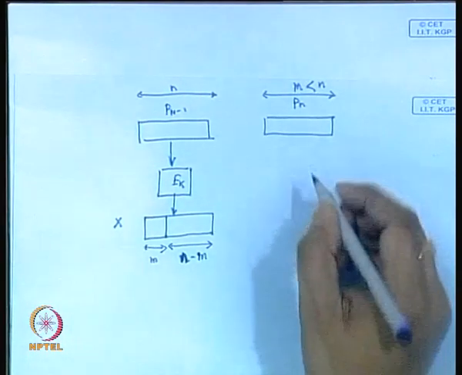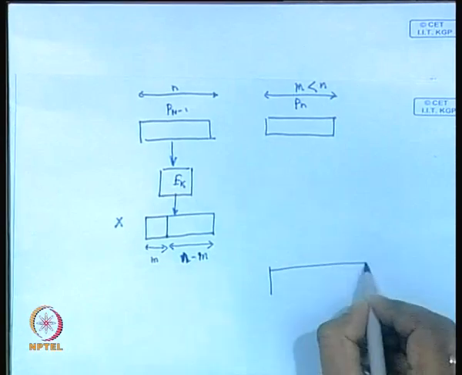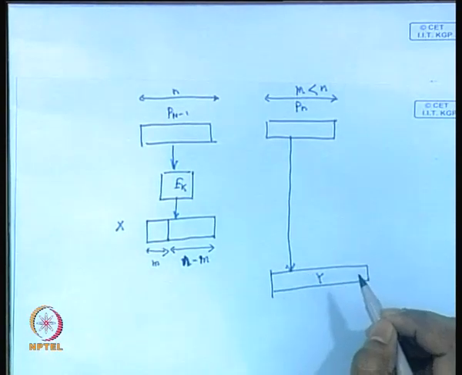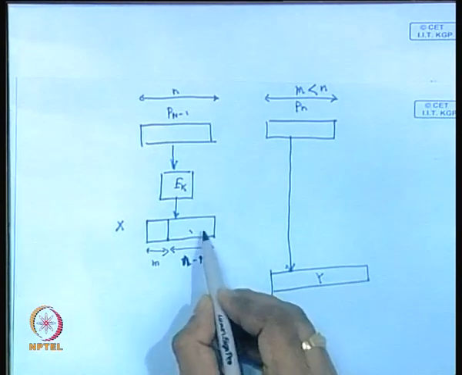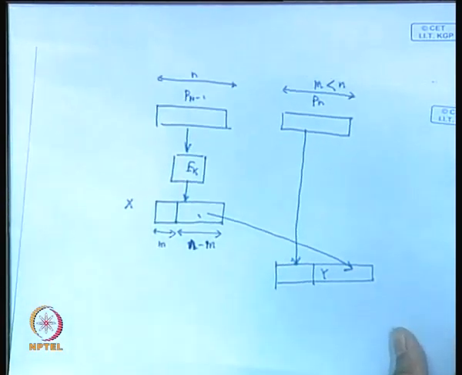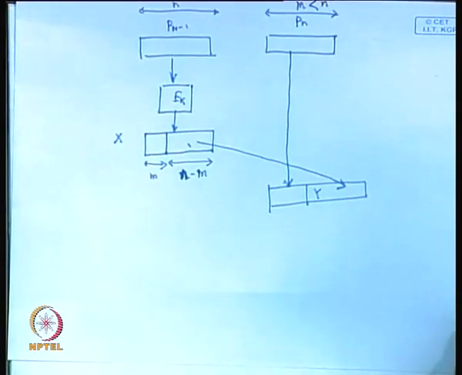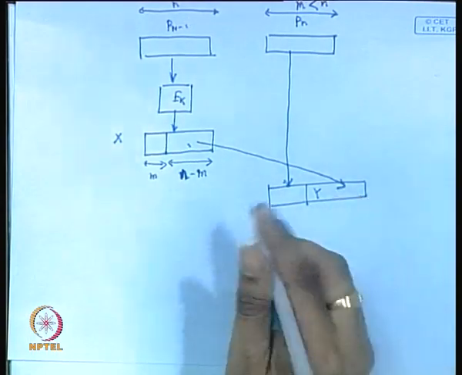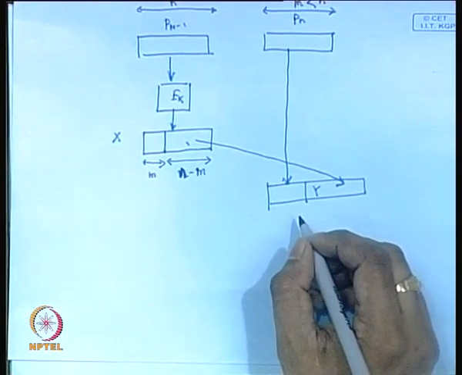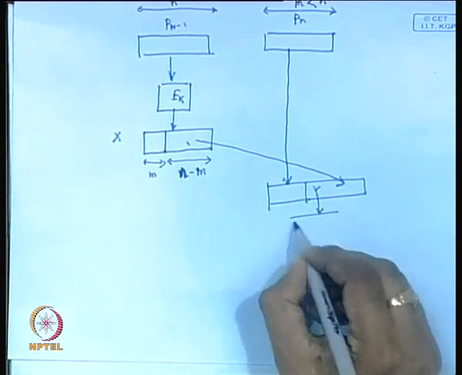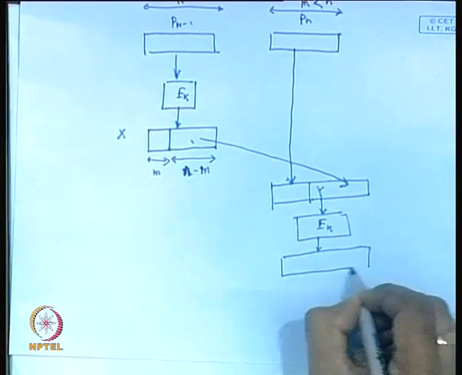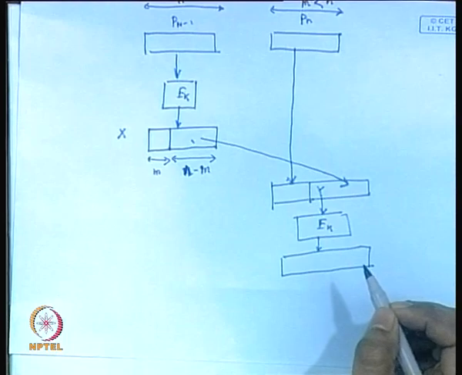Then I take this Pn and make a y. I copy these m bits here, and I copy this n minus m bits to this part. So what is the size of y? It is also n. Now I can apply another independent application of EK on y. So we take this and apply EK, and you obtain another n bits of output.